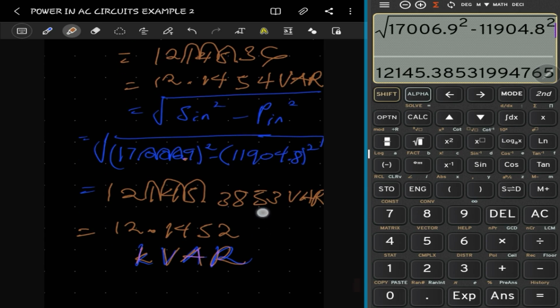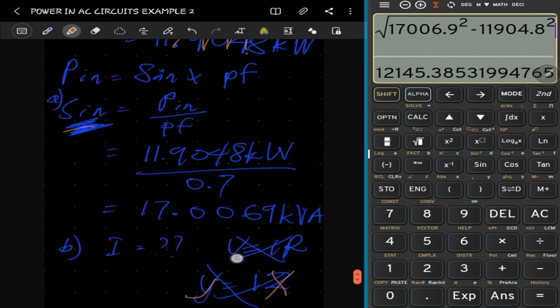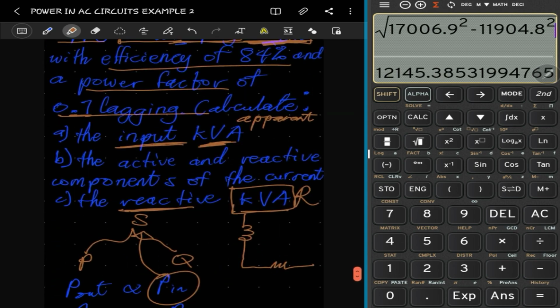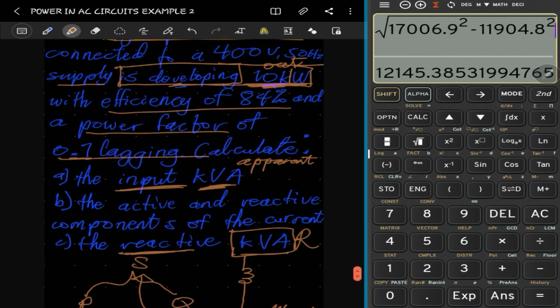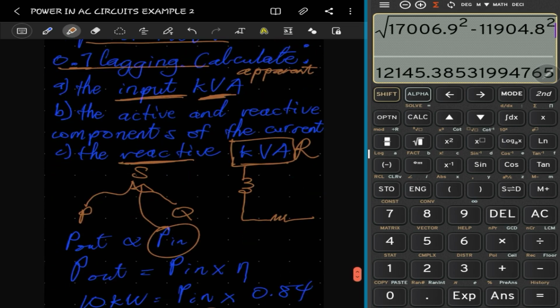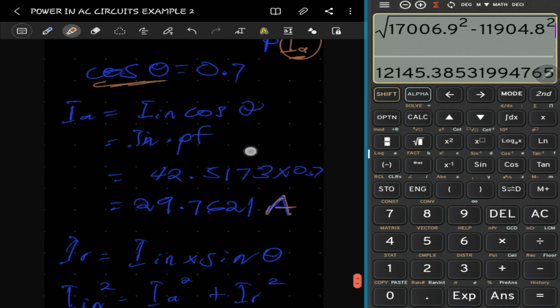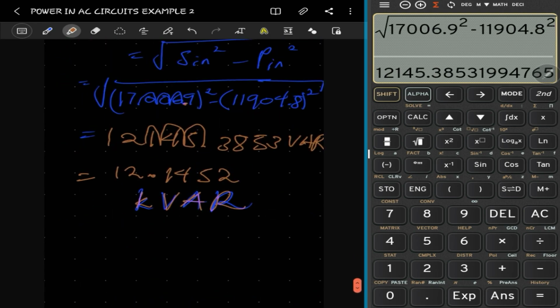So that's it. Let's see if we have anything else to solve. That was the last one, trying to find the active and reactive components of the current. The C is just the reactive component. Yeah, that's reactive kVA, right? They even specified that they want to see the kilo, so it's very important to pay attention to the request of the question or the problem. So we have the kilo, we have the VAR. Yeah, so that's it.